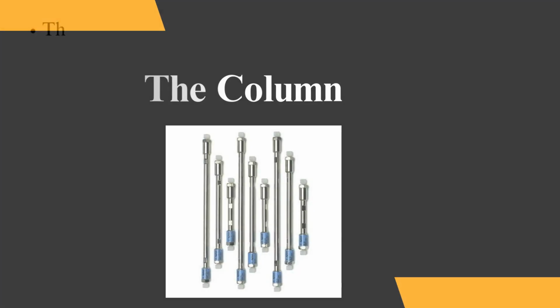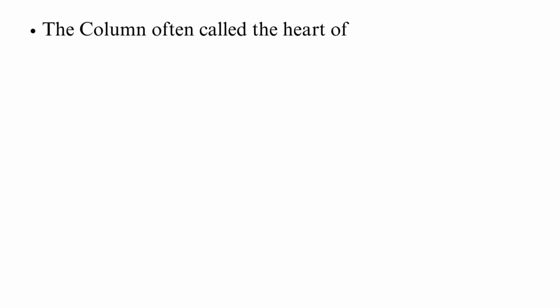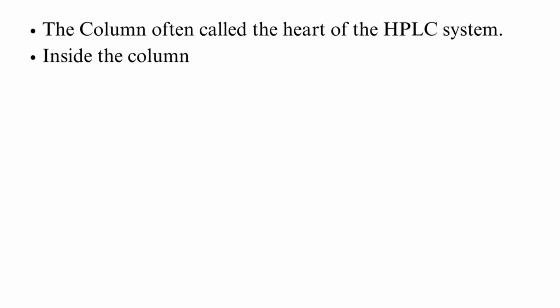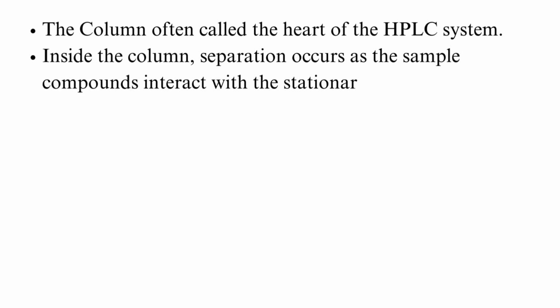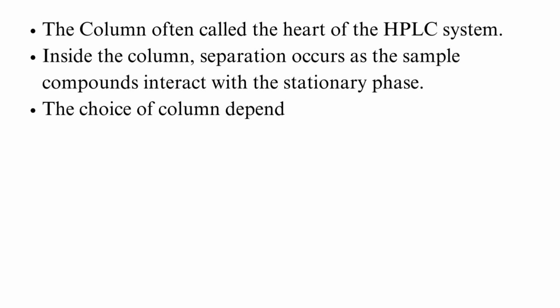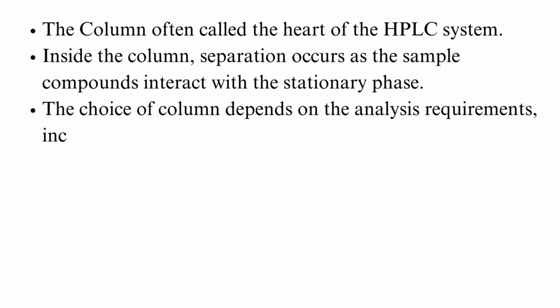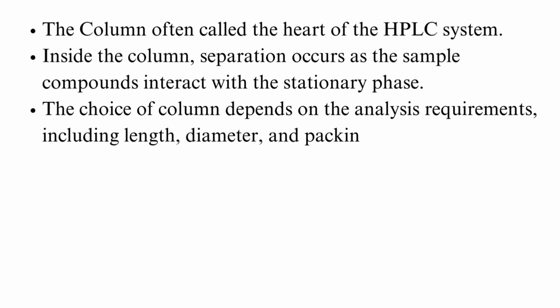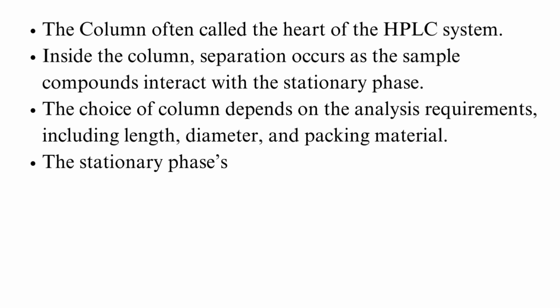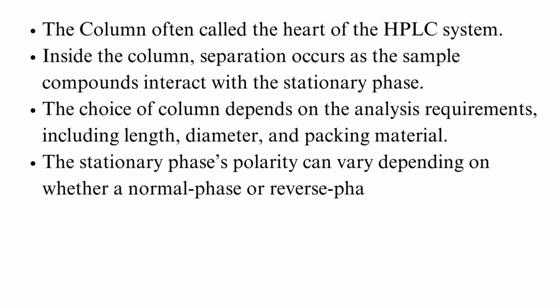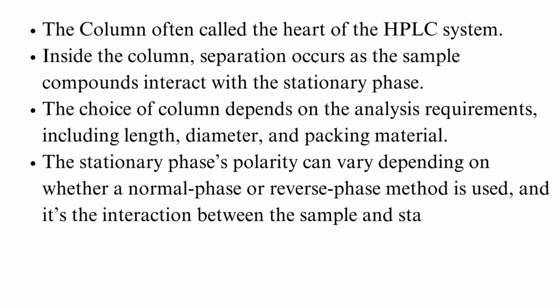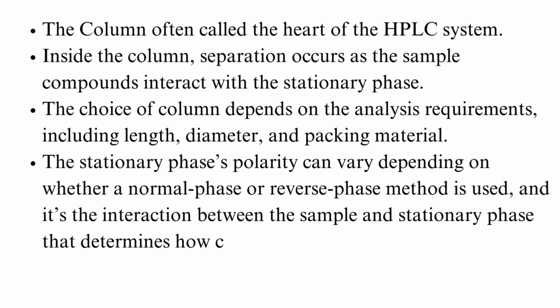The column, often called the heart of the HPLC system. Inside the column, separation occurs as the sample compounds interact with the stationary phase. The choice of column depends on the analysis requirements, including length, diameter, and packing material. The stationary phase's polarity can vary depending on whether a normal phase or reverse phase method is used. And it's the interaction between the sample and stationary phase that determines how components are separated.